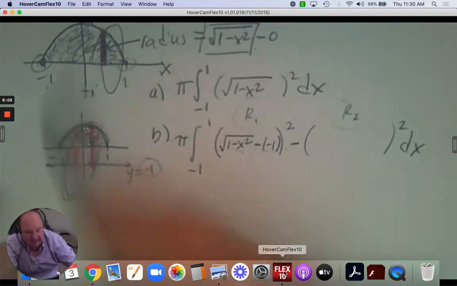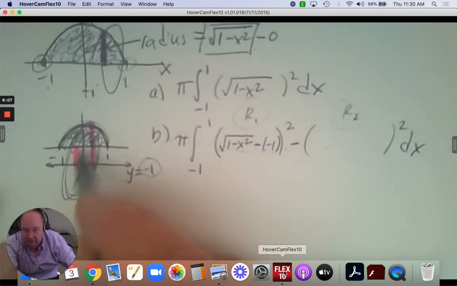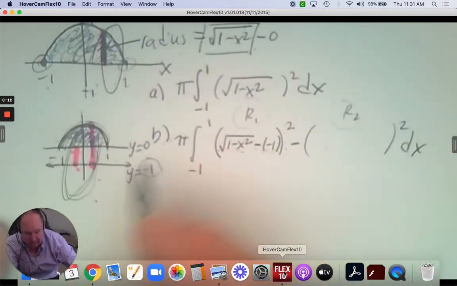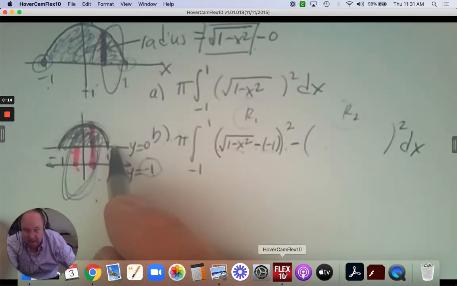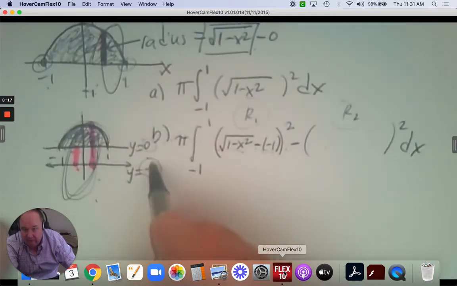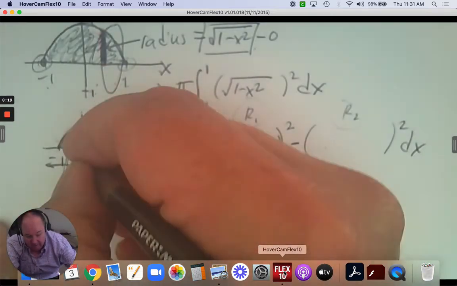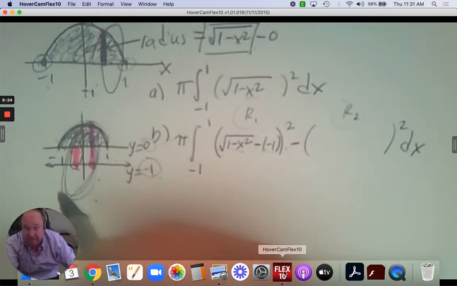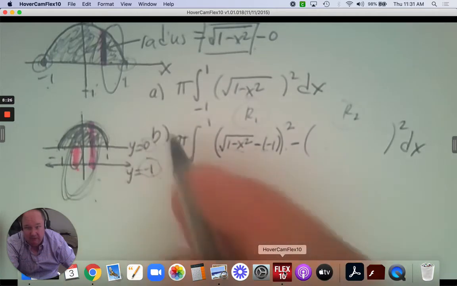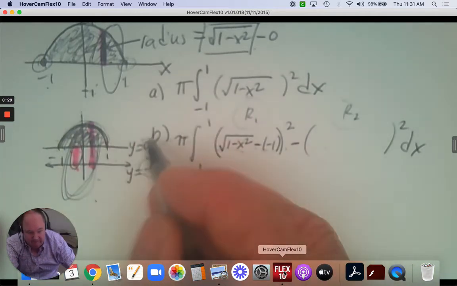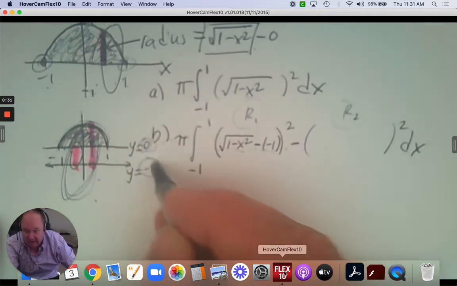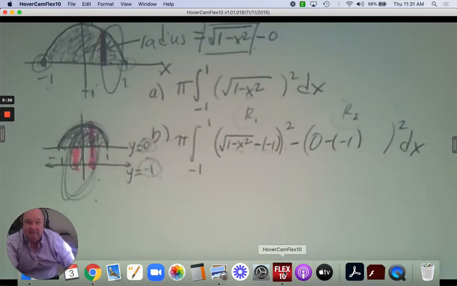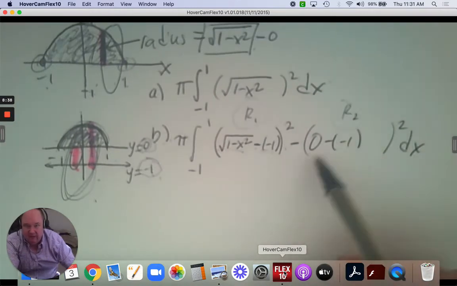Again, I need to go top, subtract bottom. I'm going to remind you that this is y equals 0, the x-axis. So it's really 0, subtract -1. Or by logic, how long is that radius? If you look at your graph, the radius length is 1. But if we practice the template, it's 0, subtract -1. And that's it. This one is a disk, and this one's a washer.